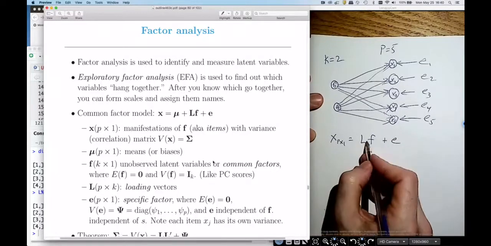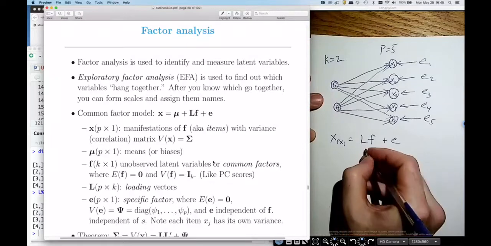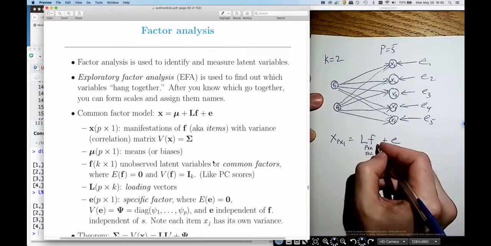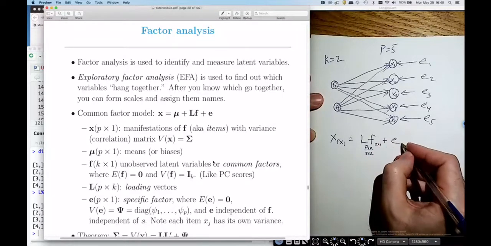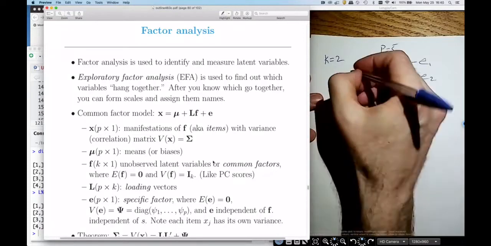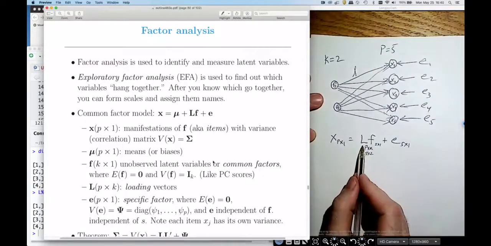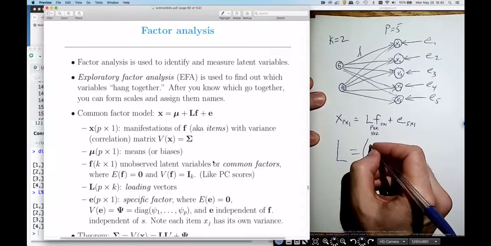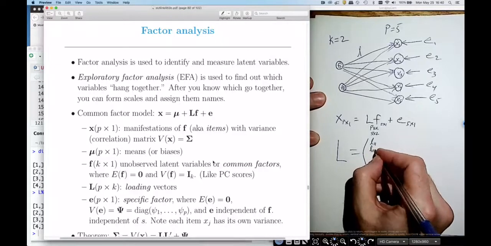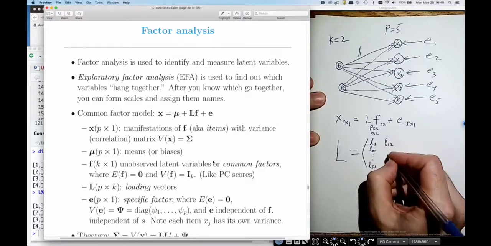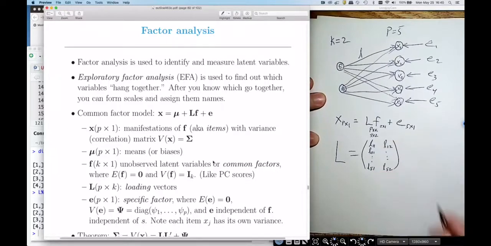So what are these loading vectors? Well, in this case, my loading matrix will be p by k, or 5 by 2 in this particular case. The factor vector is going to be a 2 by 1 quantity, and the X vector is going to be a 5 by 1 quantity, exactly like I have in this picture. L is going to be a matrix, so let's go write that matrix out. L is going to look something like this: L11, L21, all the way through L51. We're going to have L12 all the way through L52 in my specific picture.